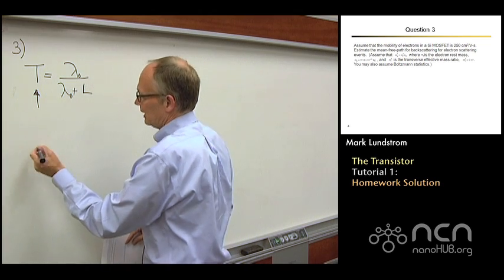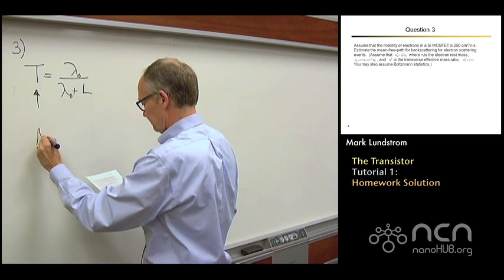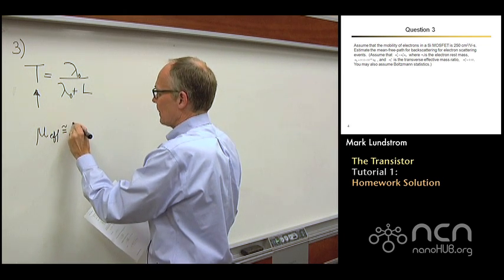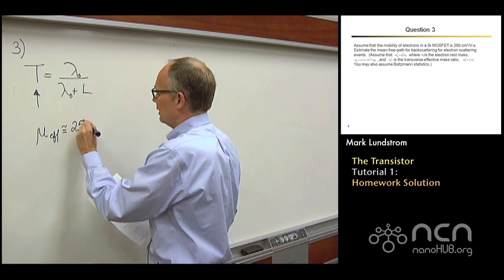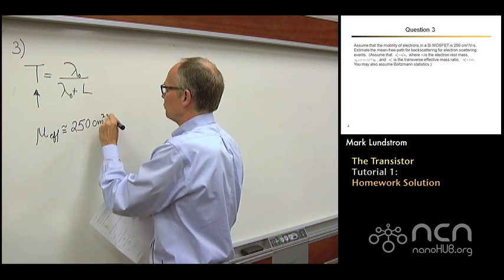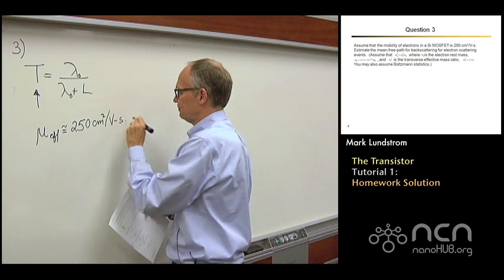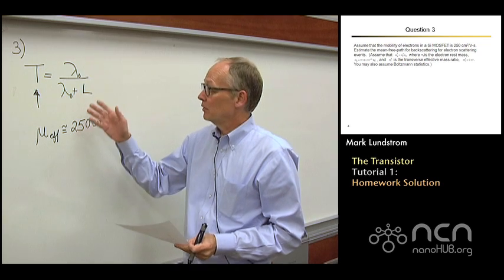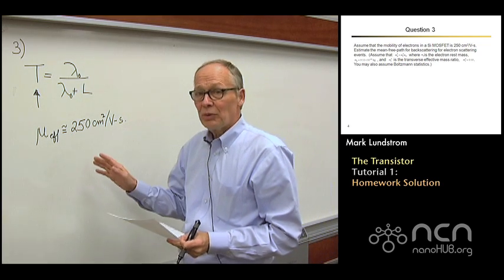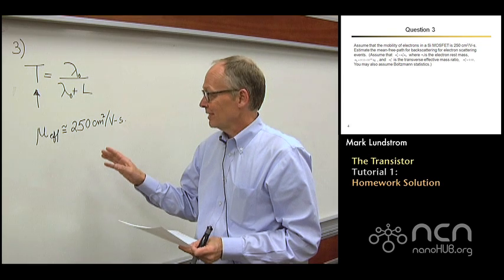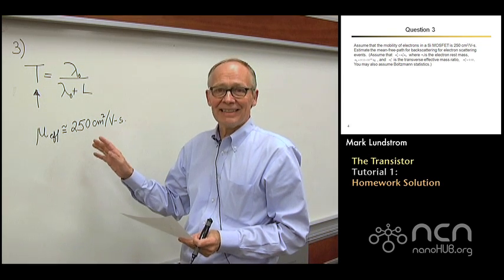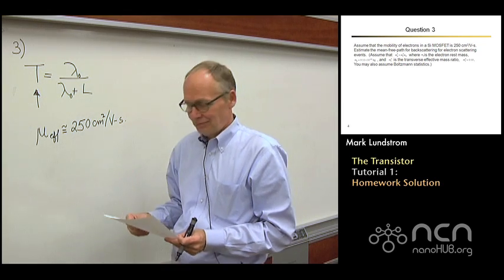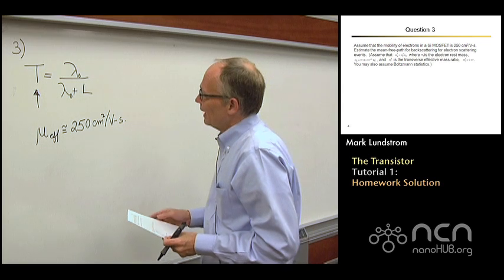And one of the most commonly measured parameters is the mobility. And in a MOSFET, we call that the effective mobility. In this example, we said that the mobility was 250 centimeters squared per volt second. And our task is to estimate from the measured mobility the mean free path. We're told that we could assume Boltzmann statistics. That makes this problem relatively easy. Later on in the course, we'll show how to do it for Fermi-Dirac statistics, and it will involve Fermi-Dirac integrals.